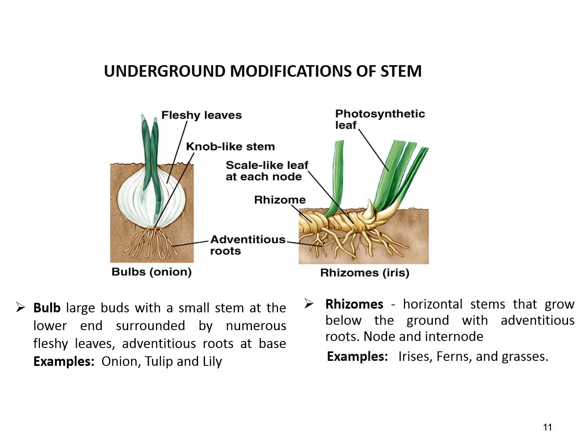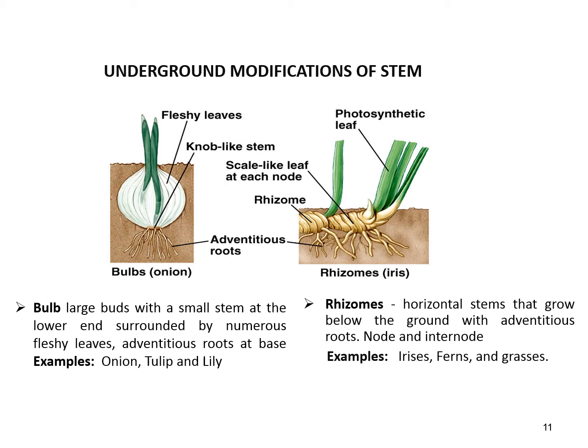Okay, regarding underground modified stem, bulbs are underground condensed shoots or buds. The stem is very short, as you can see in the picture, and never grows above ground. They are surrounded by numerous fleshy leaves. The outer leaves are scaly and dry and protect the inner ones. Examples are onion, tulip, and lily.